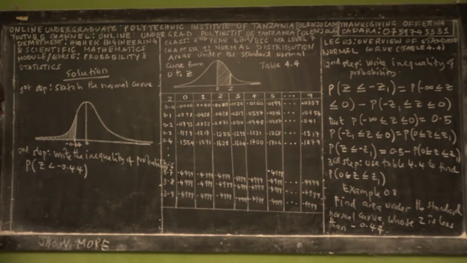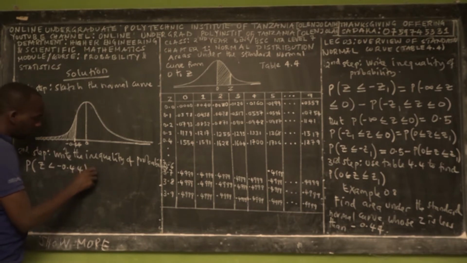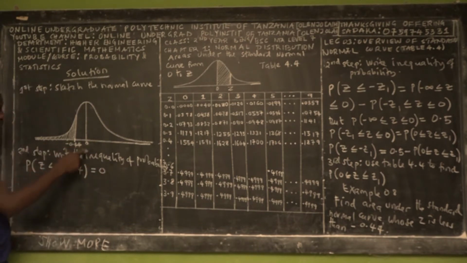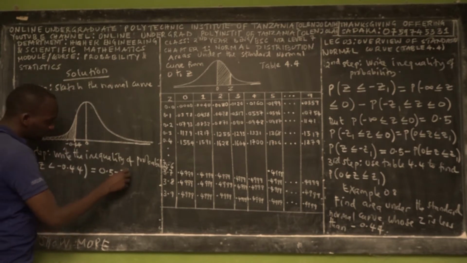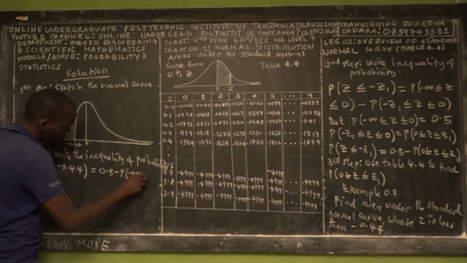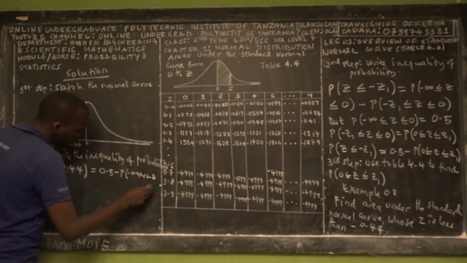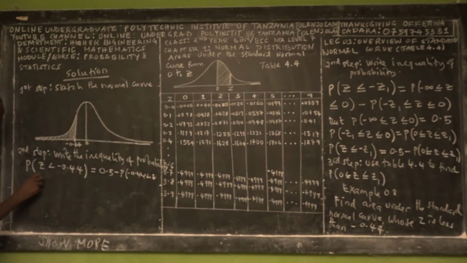So if that's the case, we say that, okay, fine. This will be equivalent to what? This will be equivalent to probability, as I told you. It means the probability from negative infinity to 0 is 0.5 minus what? Probability of the unshaded region. So probability from negative 0.44 less than z less than 0.